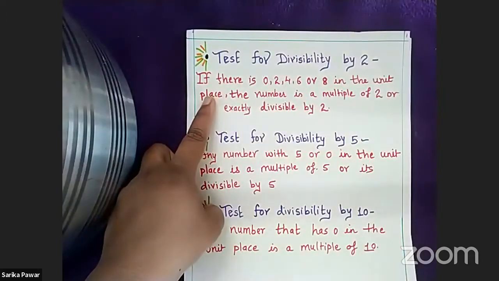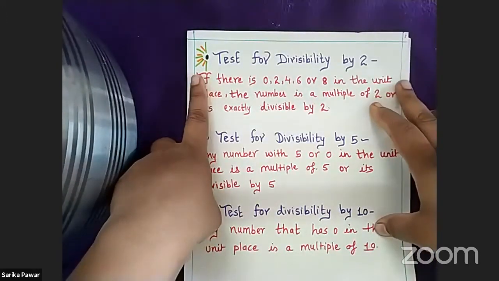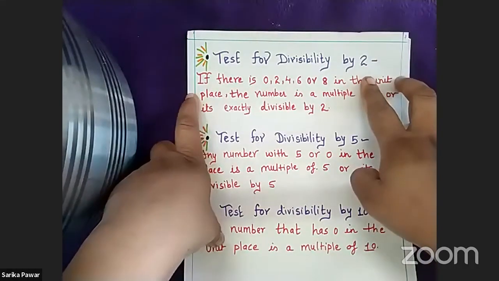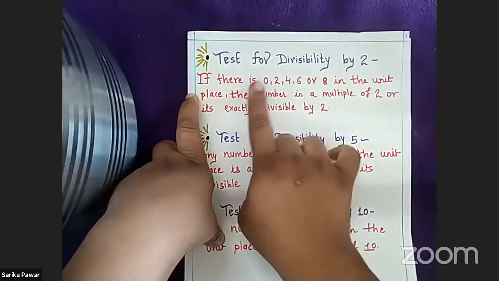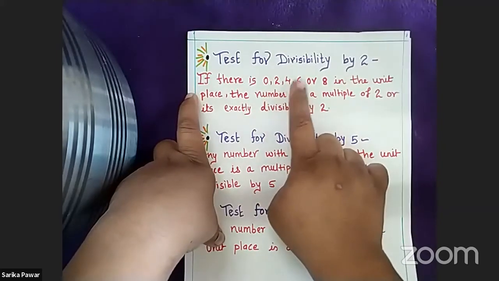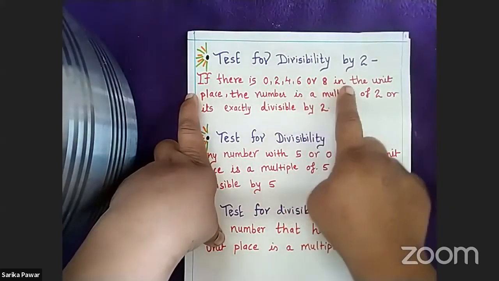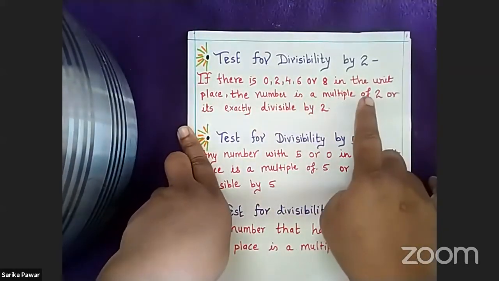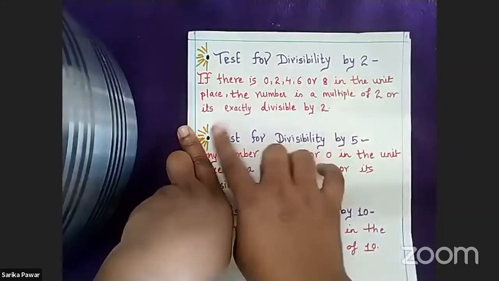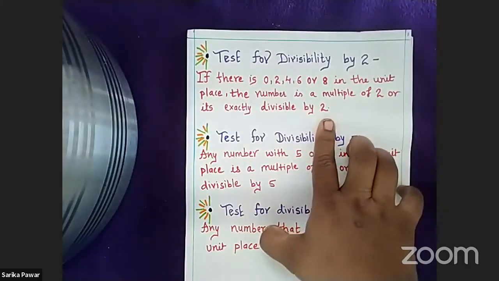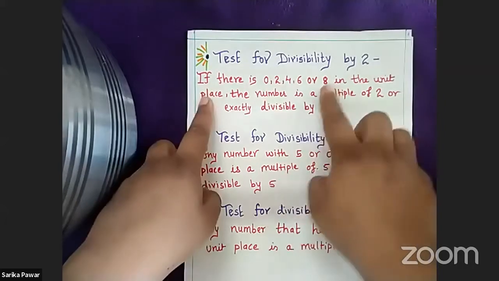Now students, first of all, we will learn test for divisibility by number 2. So listen here, if there is a 0, 2, 4, 6 or 8 in the unit place, the number is a multiple of 2 or it's exactly divisible by 2. It's a rule for the test for divisibility by 2.